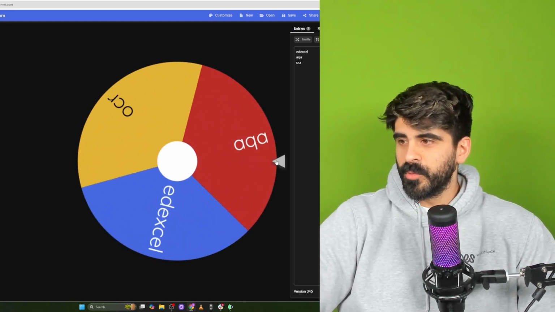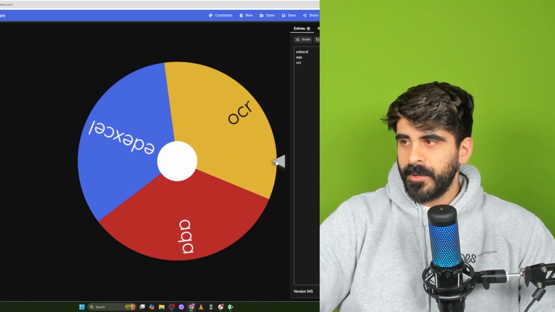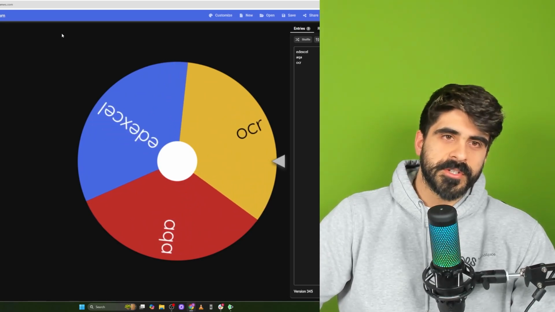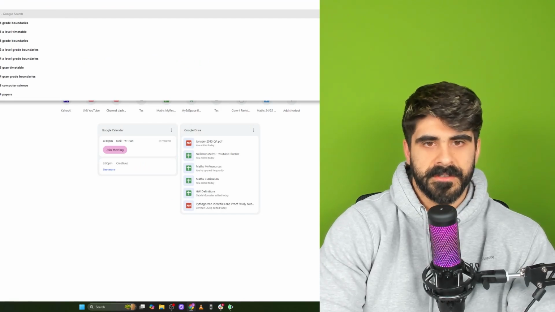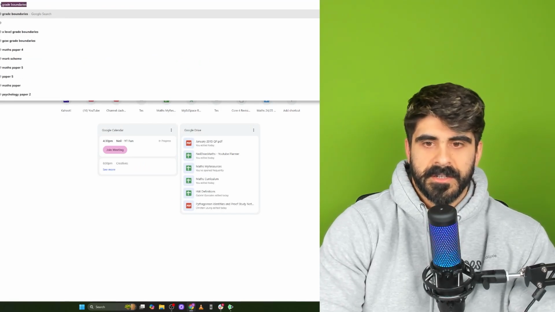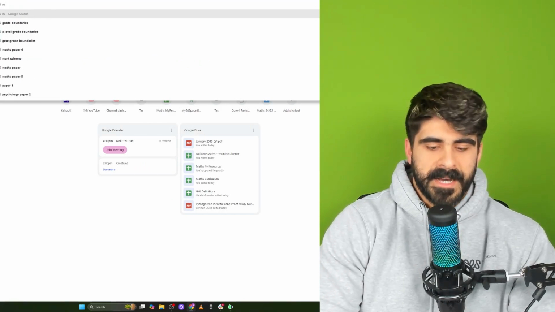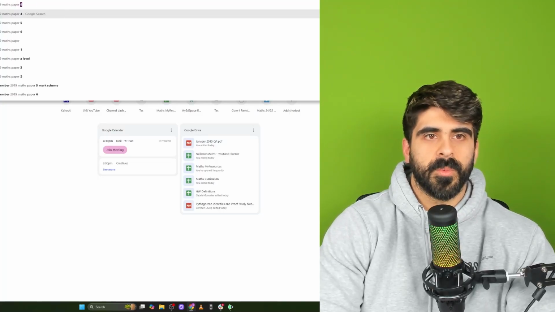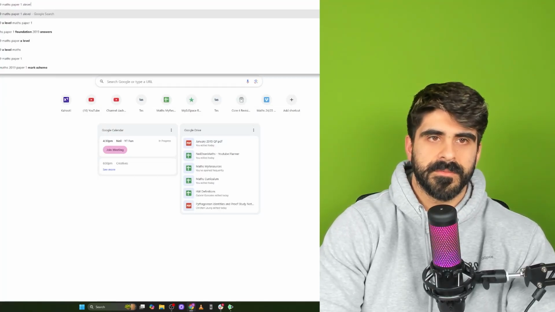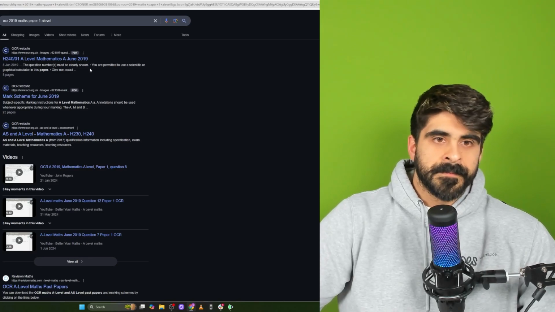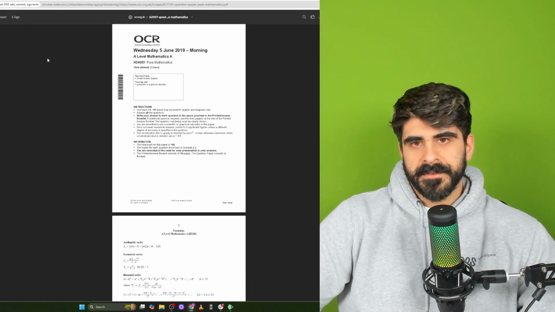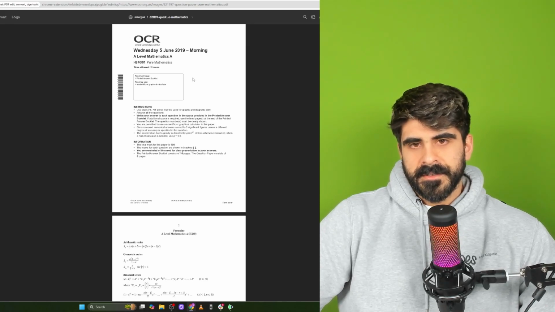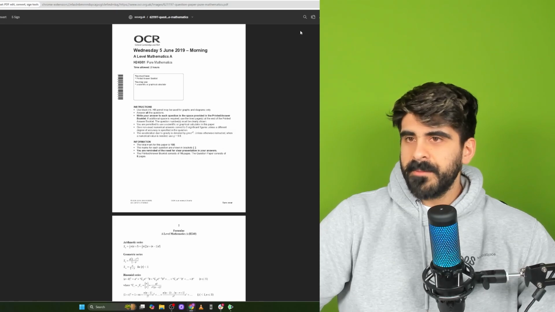What are we doing? We are doing OCR. OCR 2019. Maths, Paper 1 A-level. Is this the question paper? Yeah. Now, some papers, they lock it.